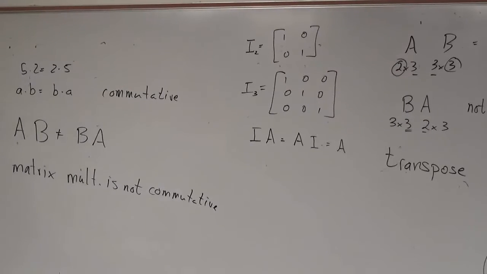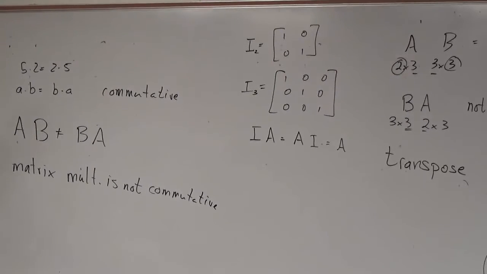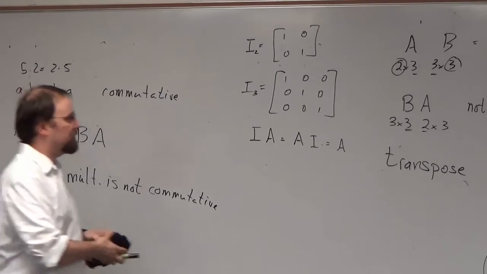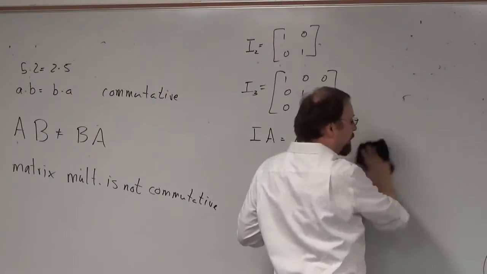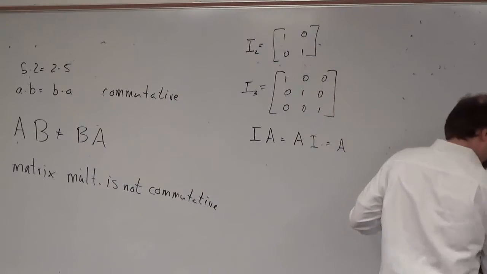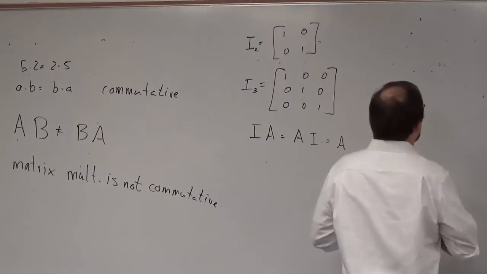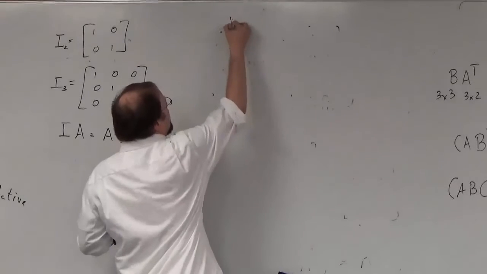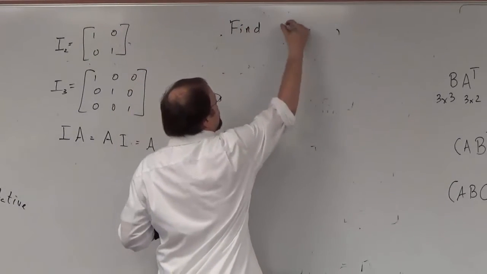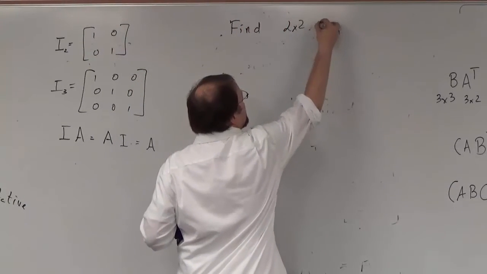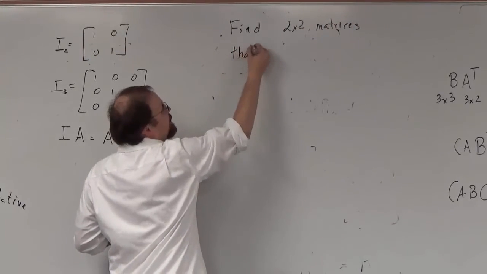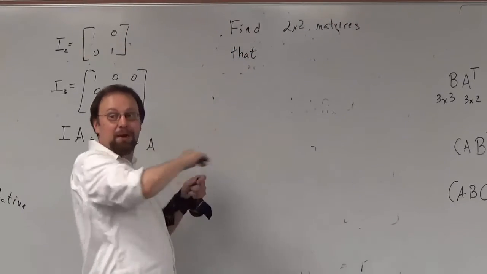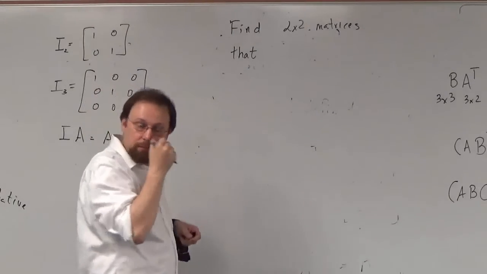And how can we come up with, for square matrices, let's say 2x2 square matrices, all possible matrices that commute with every other matrix? So we're going to find 2x2 matrices that commute with every other 2x2 matrix. That's important. Every other, not just some, but every other square matrix.